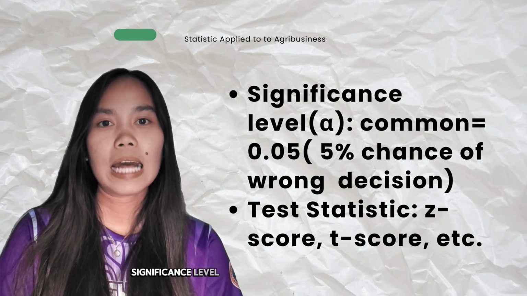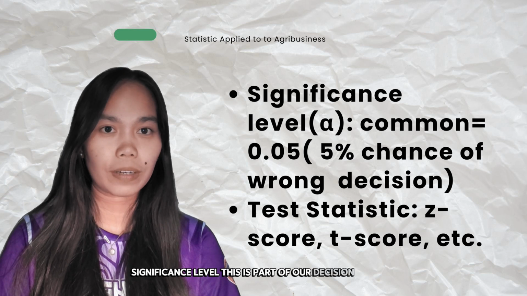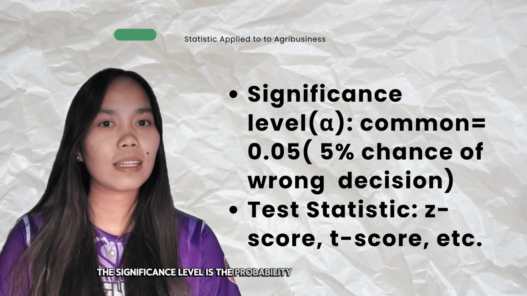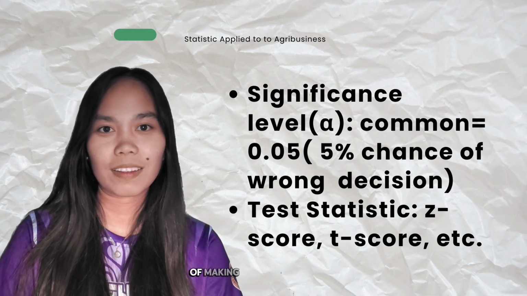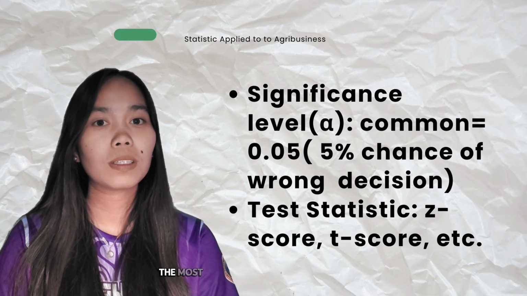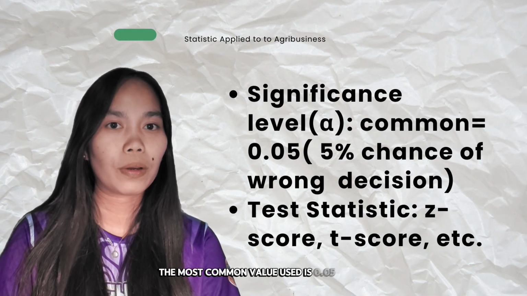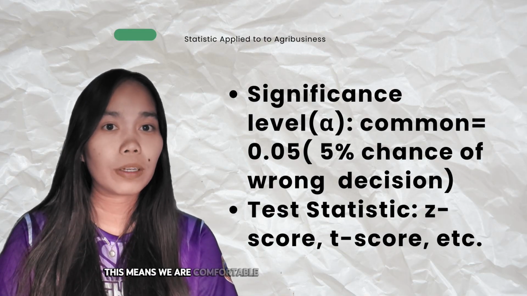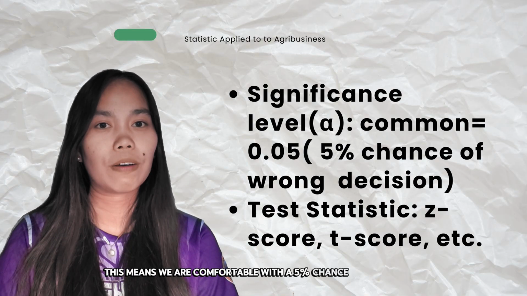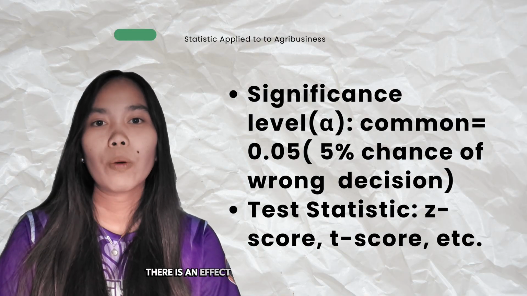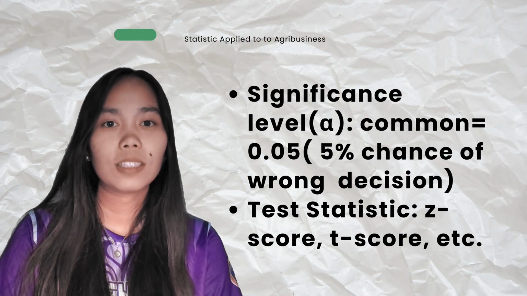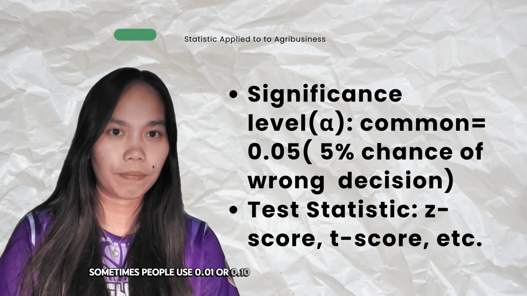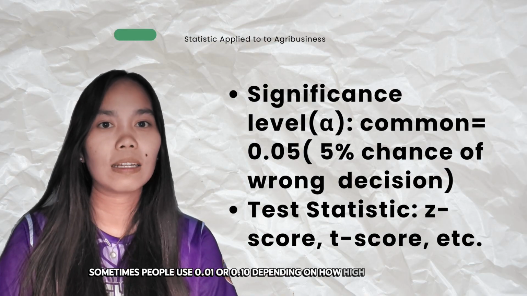Significance level. This is part of our decision criteria. The significance level is the probability that we are willing to take of making the wrong decision. The most common value used is 0.05 or 5%. This means we are comfortable with a 5% chance of concluding there is an effect when there actually isn't one. Sometimes people use 0.01 or 0.10, depending on how high the stakes are.